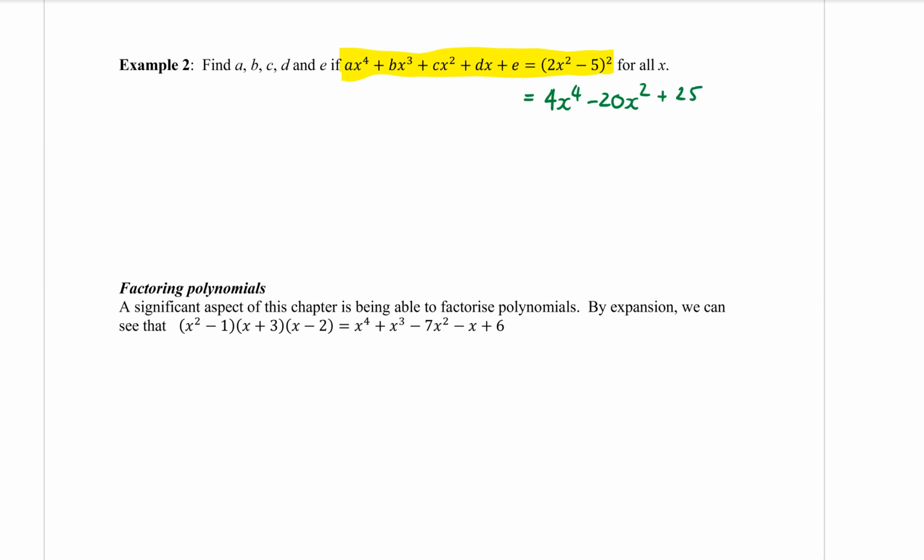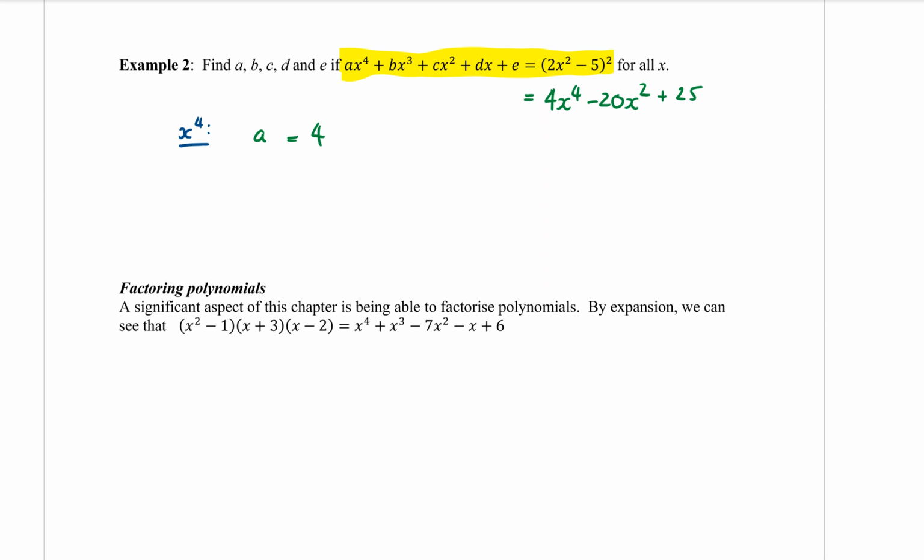So then what we do is we have a look on the left-hand side of the equation at the x to the power of 4s. I often write, I'm going to look at the x to the power of 4s like this. On the left-hand side, I have a coefficient of a. And on the right-hand side, in front of that x to the power of 4 is a 4. So that means a is equal to 4. Done already.